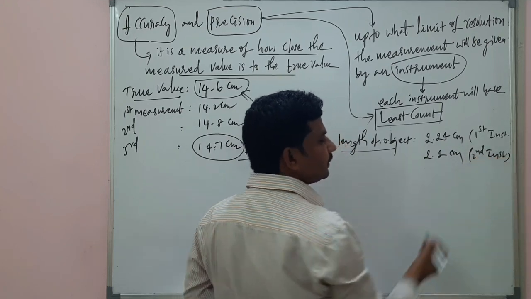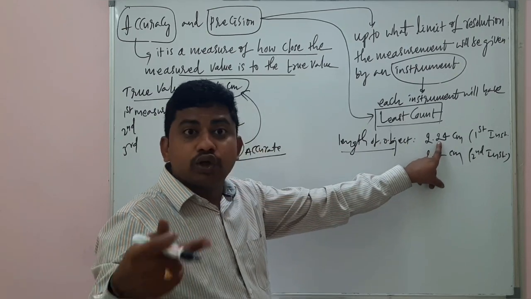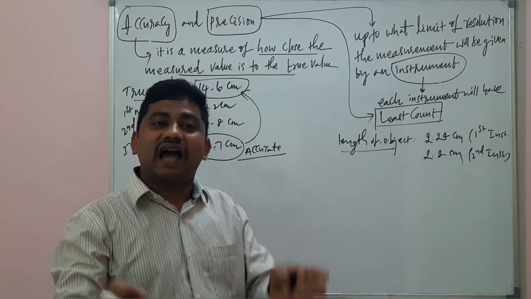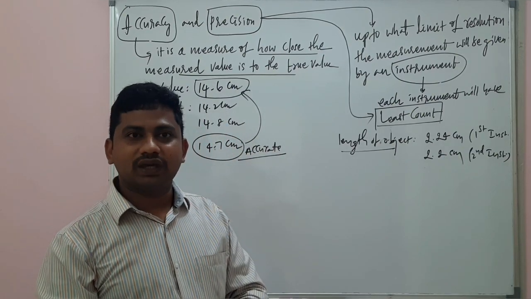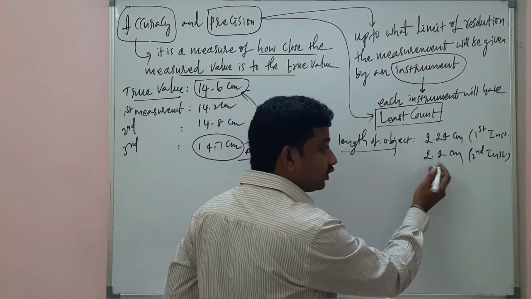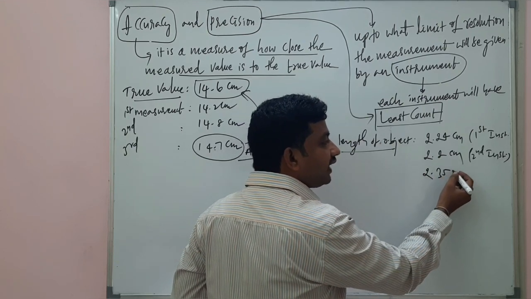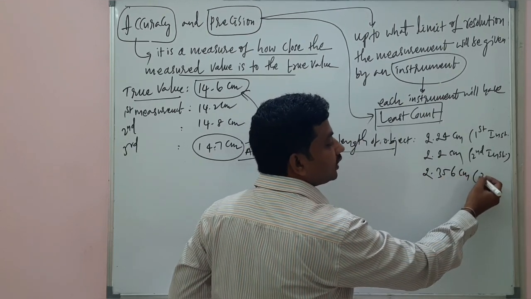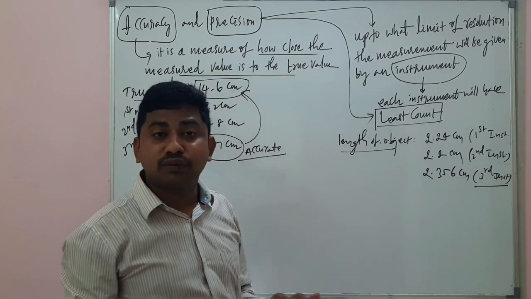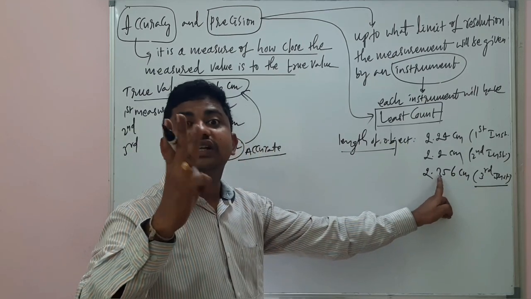See the interesting thing here. After the decimal, this instrument is able to measure 2 digits, and this instrument is able to measure only 1 digit after the decimal. Okay. Clear? Now here another instrument I have taken. It measured 2.356 centimeters. Look at the interesting thing. The third instrument measured 3 digits after the decimal.